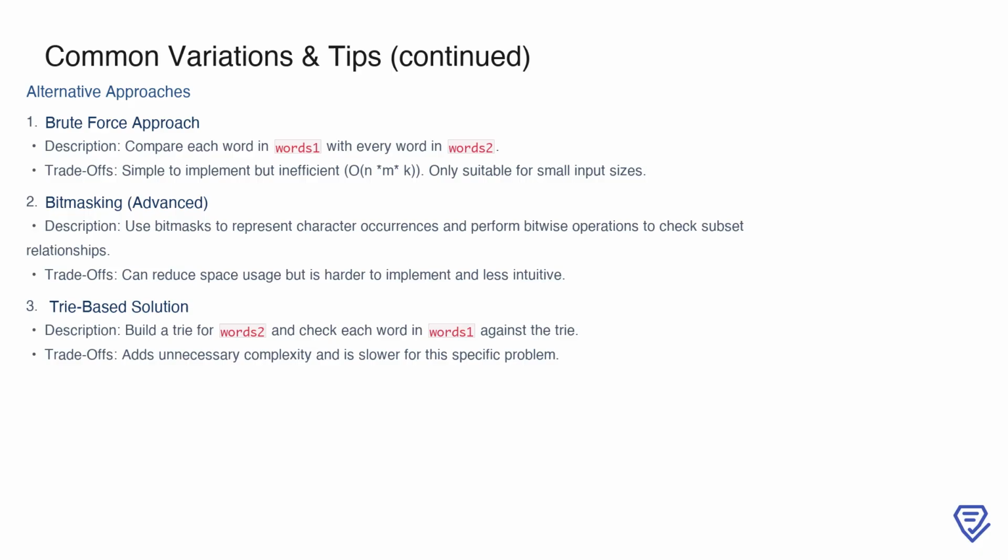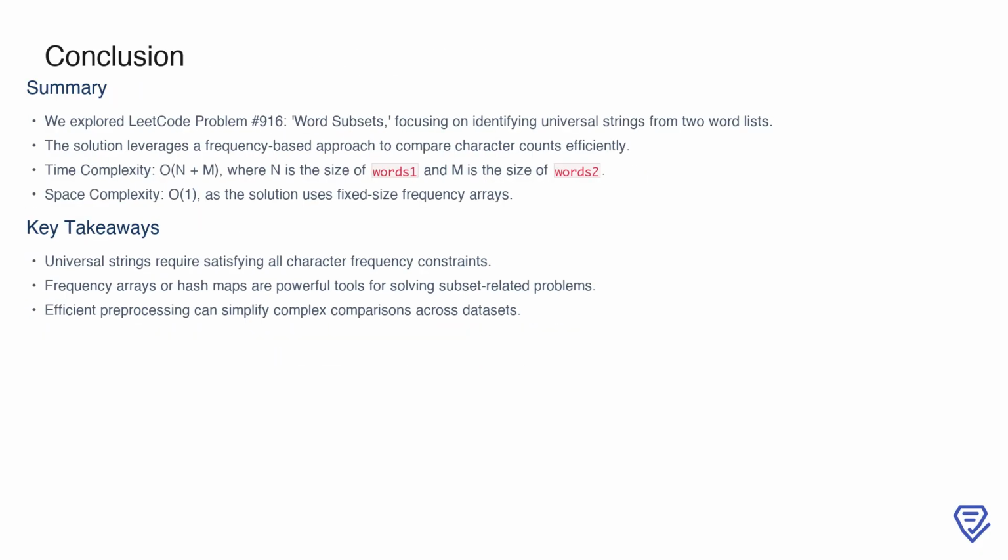This can potentially reduce space usage but comes at the cost of increased implementation complexity. Another option is a tree-based solution, where you build a tree for words 2 and check each word in words 1 against it. However, for this specific problem, tries add unnecessary complexity and are typically slower than the frequency map approach.